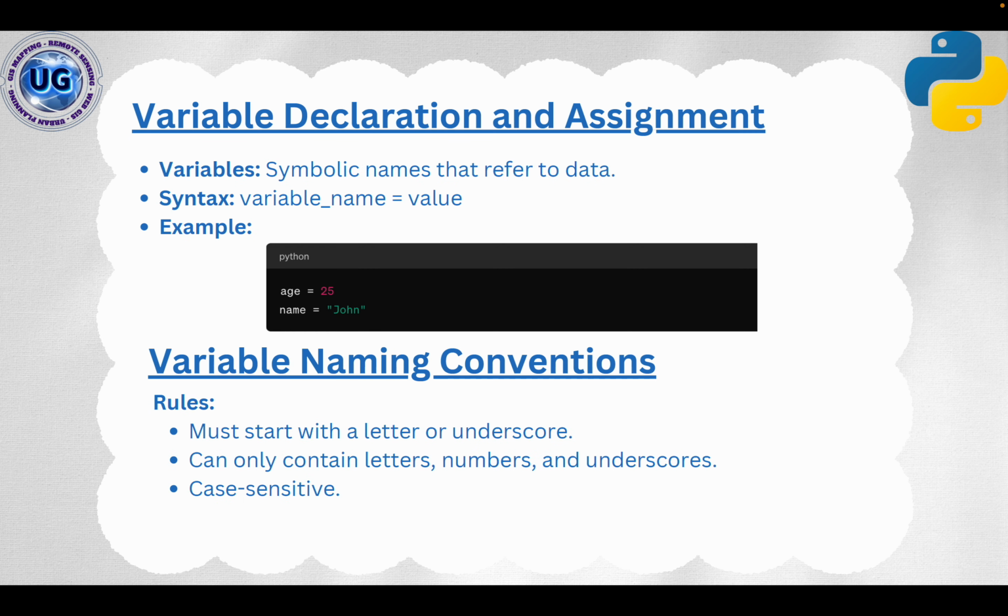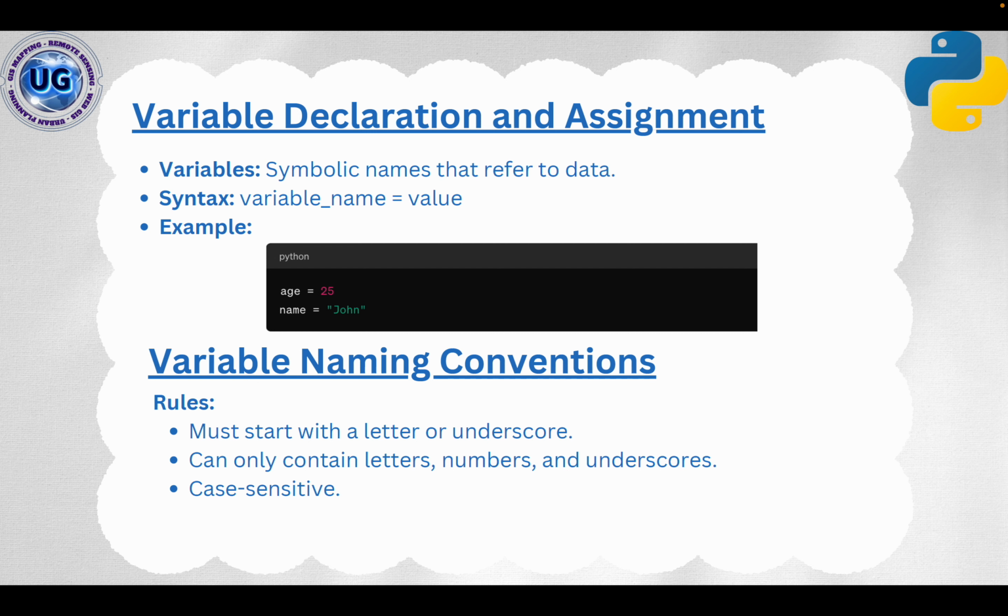Variable declaration and assignment. Variables are symbolic names that refer to data, like age, name. So the variable syntax is variable name equals value. We will first define the name of the variable, and then we will pass the value to that variable.